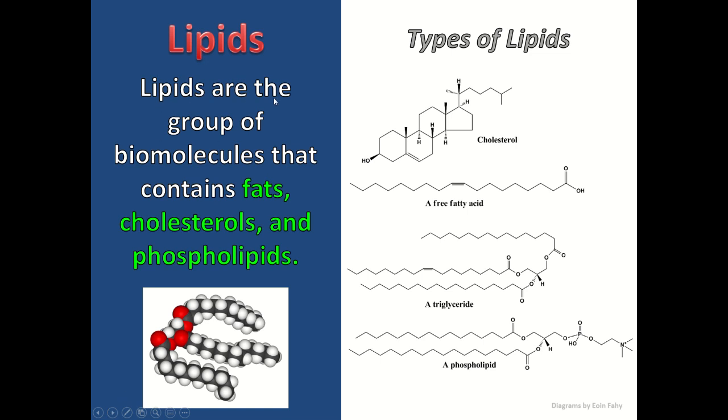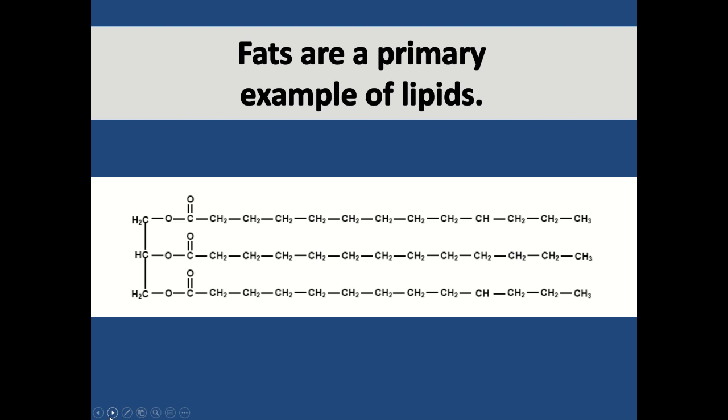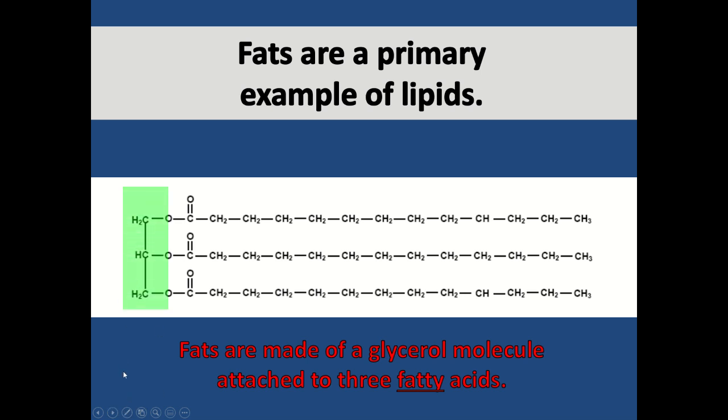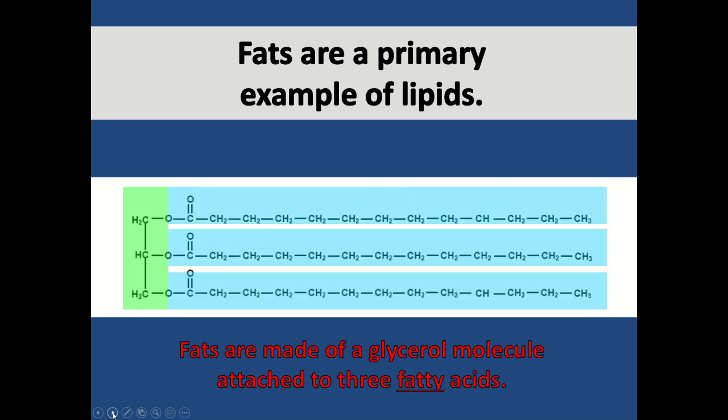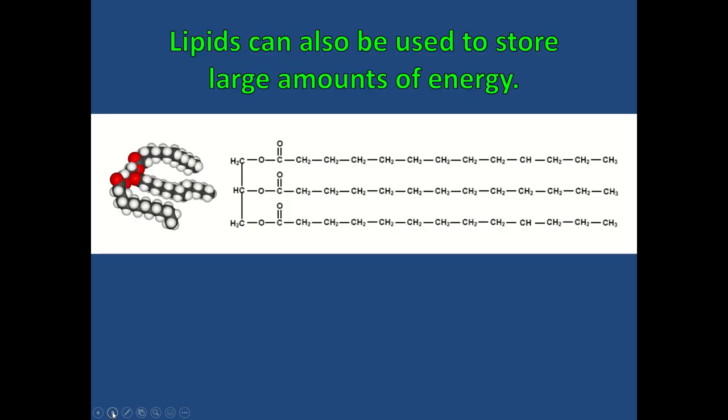Lipids are the group of biomolecules that contain fats, cholesterols, and phospholipids. And here we have some cholesterol, some different fats, and some phospholipids. When we think about lipids, fats are the primary example of them. Fats are made up of a glycerol molecule that is attached to 3 fatty acids. Here we have in green our glycerol molecule, and then we have our 3 fatty acid chains. We can call them chains as well, and they kind of look like tentacles.